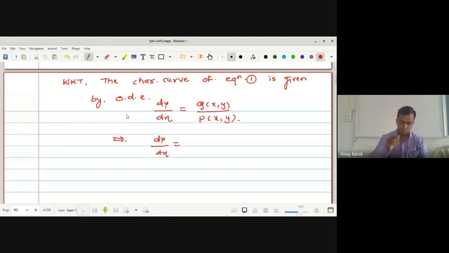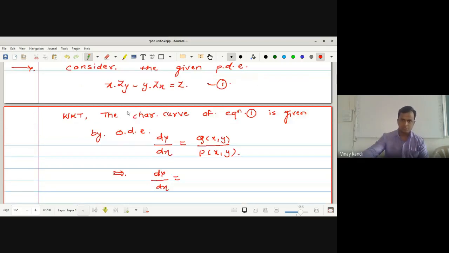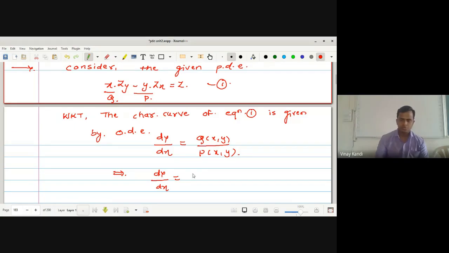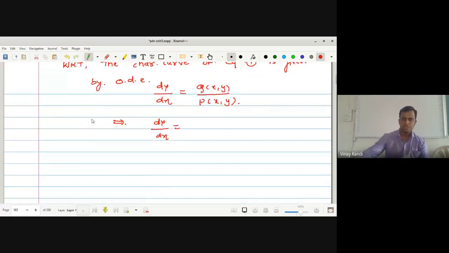Sorry, what is this? This is capital P. The coefficient of dou z by dou x is P, and the coefficient of dou z by dou y is small q. So this is the q and this is p. Capital P is yours. So here, what is the value of q? Q is x, and the value of p is minus y.